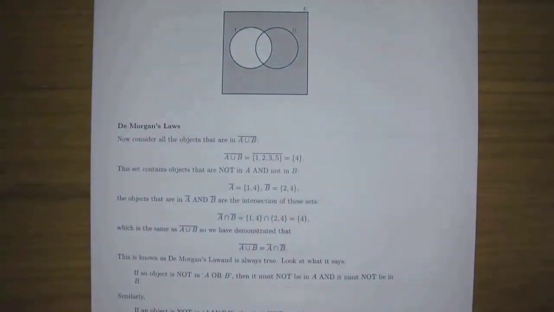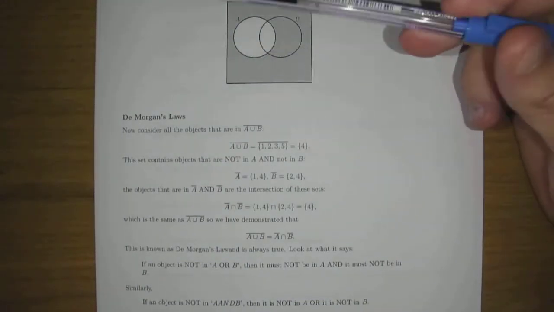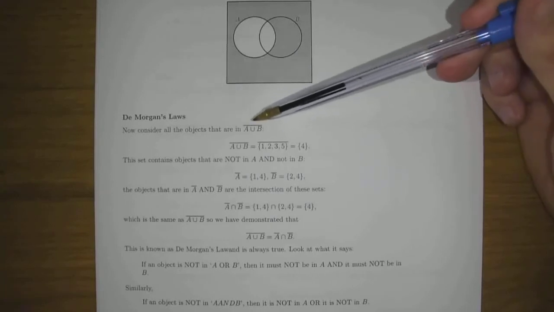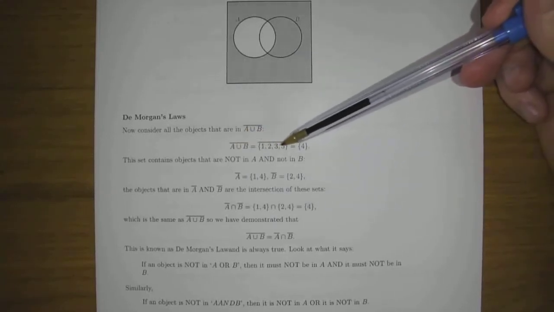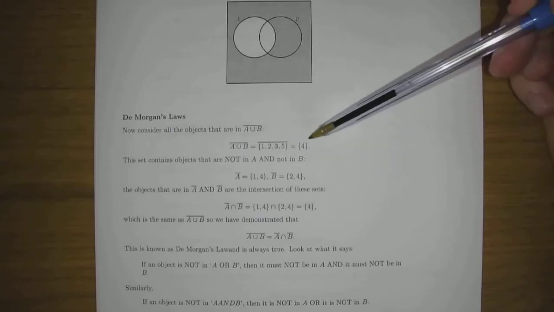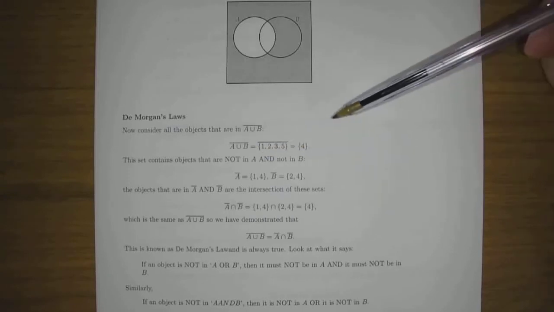Right, so DeMorgan's laws, and this is what we've seen already, so I'm actually going to skip this. You can read it yourself. Or no, we'll just go through it quickly. So consider all the objects that are in not A or B. So not A or B is 1, 2, 3, 5. Not this is 4. This contains objects that are not in A and not in B.